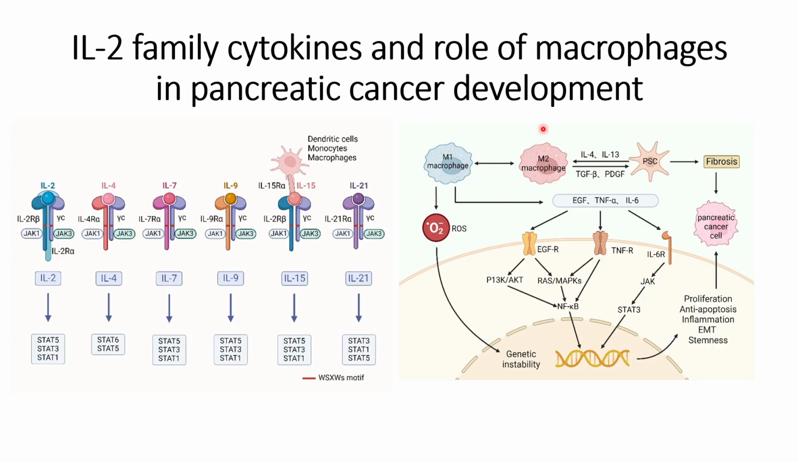However, the M2 macrophages also play a similar role. The cytokines released by these M2 macrophages, such as IL-4, IL-13, TGF-beta, PDGF, interact with the PSC, that is pancreatic stellate cells, which some researchers also call pancreatic stem cells. These have the ability to form fibrosis, which is one of the key components of the tumor microenvironment of the pancreatic cancer cells.